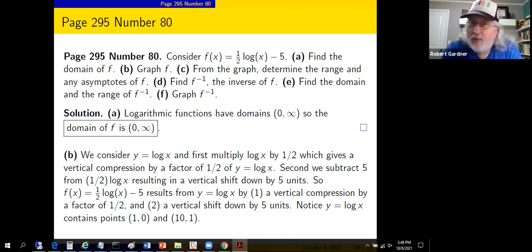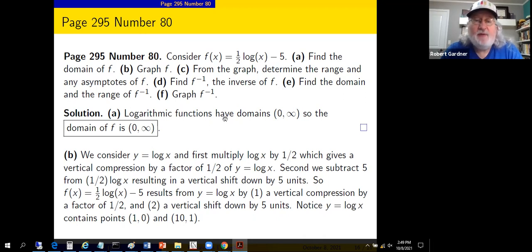Okay, let's do it with transformations. We'll start with the library of functions graph, y equals common log of x. First, we'll multiply by 1/2, which gives a vertical compression by a factor of 1/2. Vertical compressions are quite hard to illustrate in this stuff, so we'll do our best. So we'll compress vertically by a factor of 1/2 the log function. That'll give us the 1/2 log x, common log.